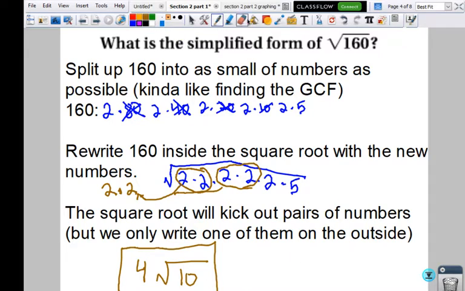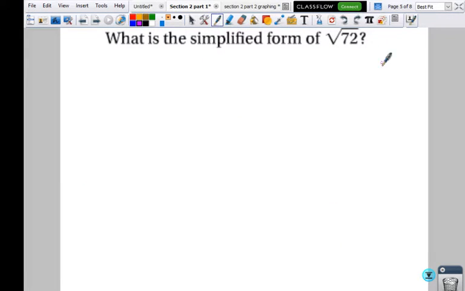Alright, so we are going to work on simplifying radicals and square roots. It's going to be the same process. So let's start with the square root of 72. We're going to split 72 into as small numbers as possible. So what times what is 72? 2 times 36, right? Alright, how can I split up 36?